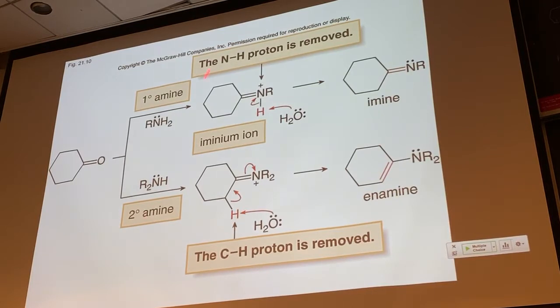In both cases, we generate iminium ions. And the mechanism of how we form those iminium ions is identical. But once we get to the iminium ions, then the routes diverge. With the primary amine, we still have a proton on our nitrogen, so we can deprotonate that and generate an imine. We cannot form an imine when we have a secondary amine, no proton left on the nitrogen. So we have to deprotonate the alpha proton, giving us an enamine. Okay?